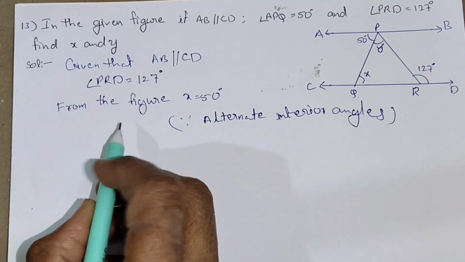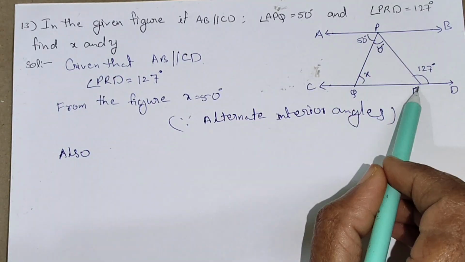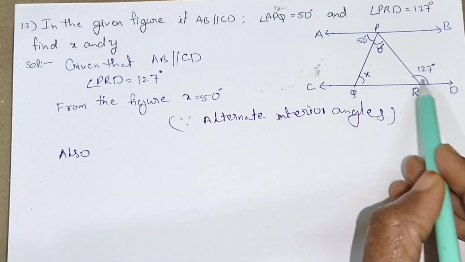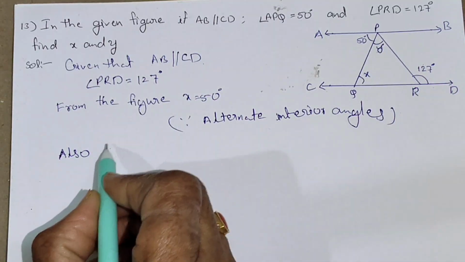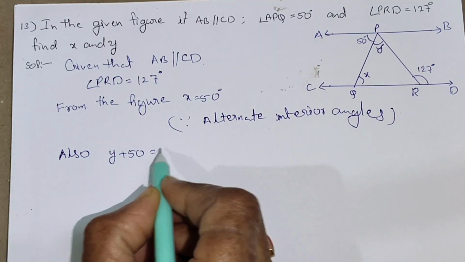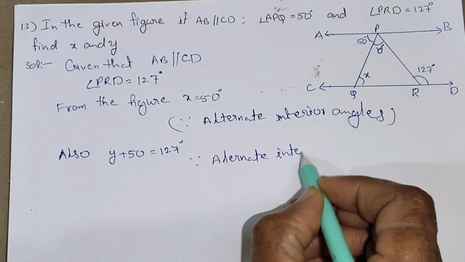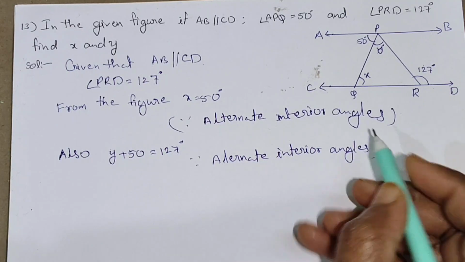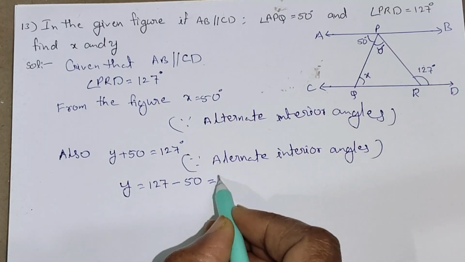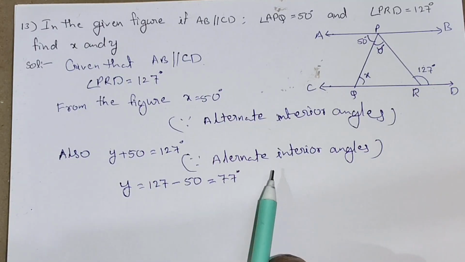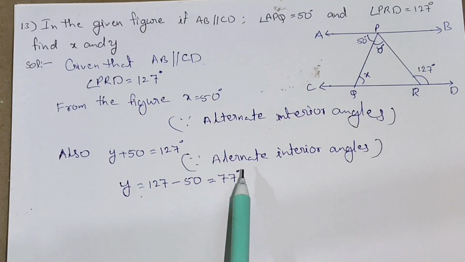So next, PR is a transversal, which means this complete angle is equal to 127. These two are the alternate interior angles. 50 plus y equal to 127. So since alternate interior angles, y is equal to 127 minus 50, which is 77 degrees. Now we were asked for the x and y values: x equal to 50 and y equal to 77 degrees. This is the 13th answer.